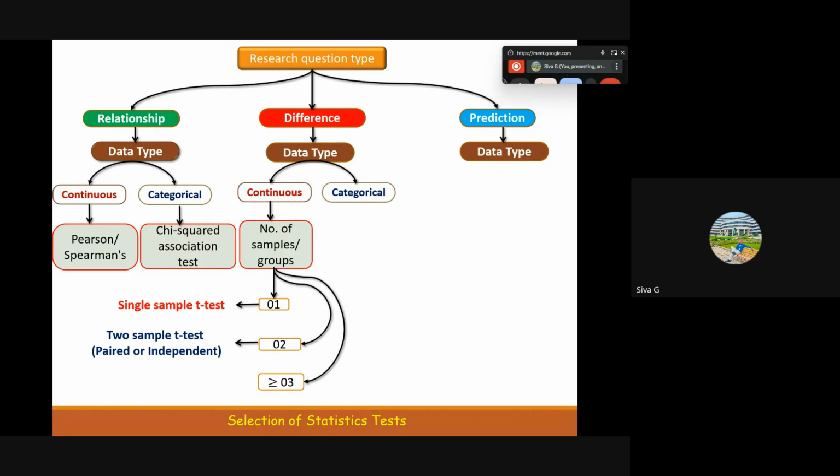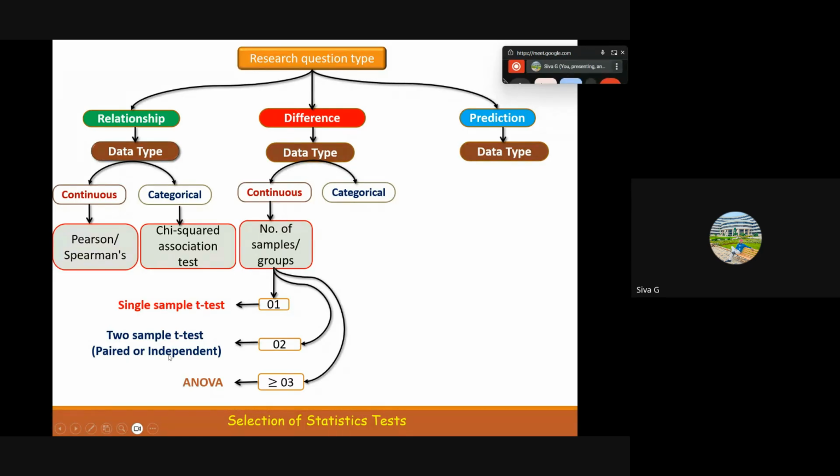Now, if I have collected more than two samples, let us say three groups, four groups, five groups, any number of groups more than two, and you want to compare the means of more than two groups, then we go with analysis of variance, ANOVA. This is one of the major tests. In statistics, the t-test and ANOVA play a vital role. You have to remember when to use each test.